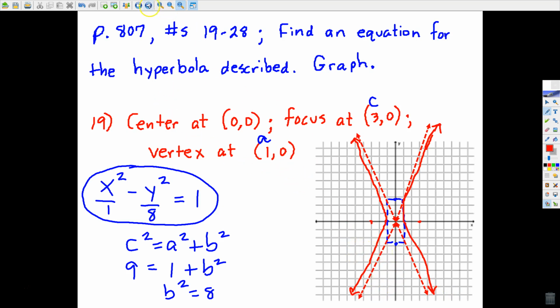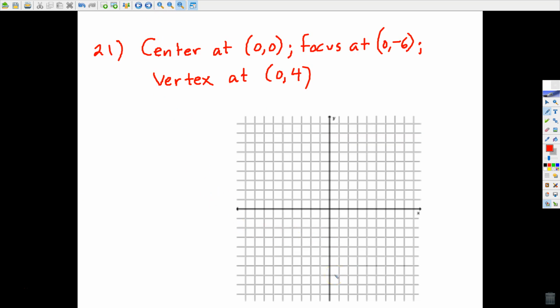Okay, let's try another one. This time we have a hyperbola that is going to open up and down because my vertex and my focus are both on the y-axis. So when I write the equation this time, I'm going to make y squared be first. And I'm going to find out, using the Pythagorean Theorem, what is a squared and what is b squared.